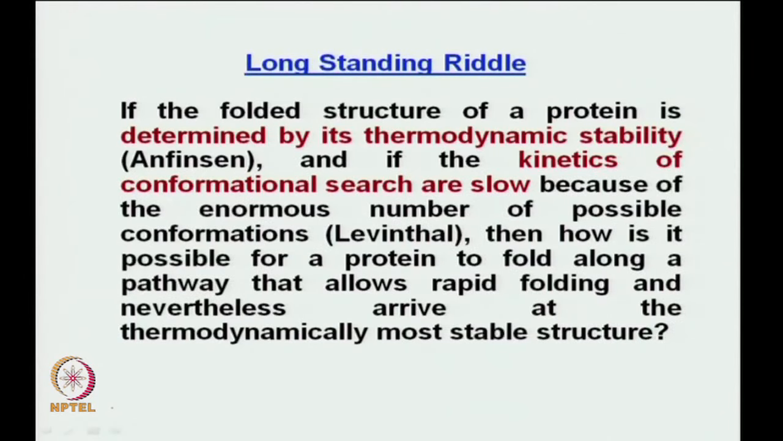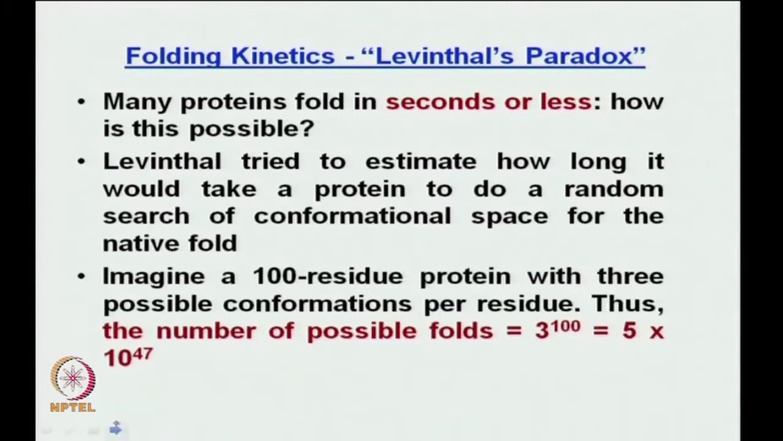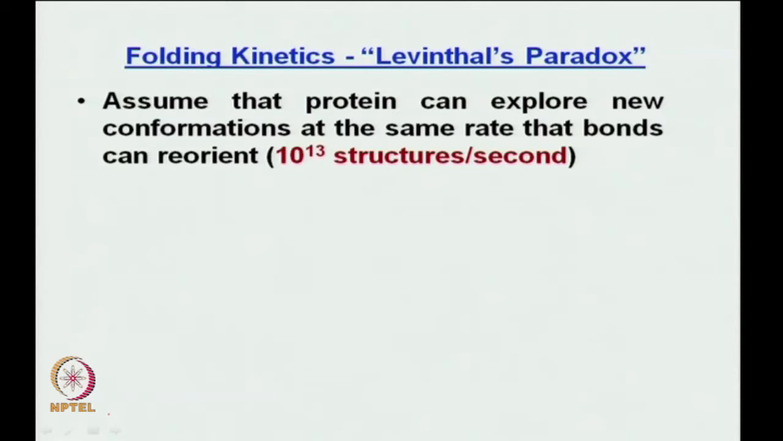So, this was the long standing riddle, again the same thing. If the structure of the protein is determined by its thermodynamic stability, and if the kinetics of the conformation search are so slow, then how is it possible for the protein to reach that native thermodynamically stable state so rapidly? And then there was this calculation which showed that if you take a 100 residue protein, take the minimum of the times available, that means the minimum conformations, which is just 3, and the other one, the time, which was 10 to the power 13 structures per second.